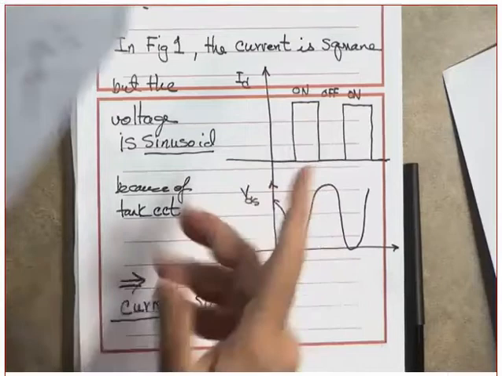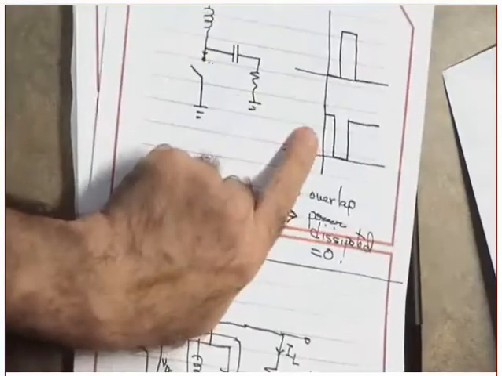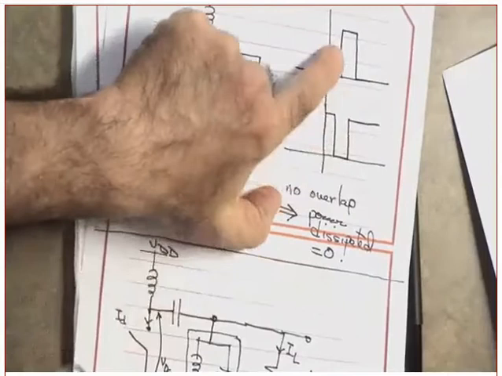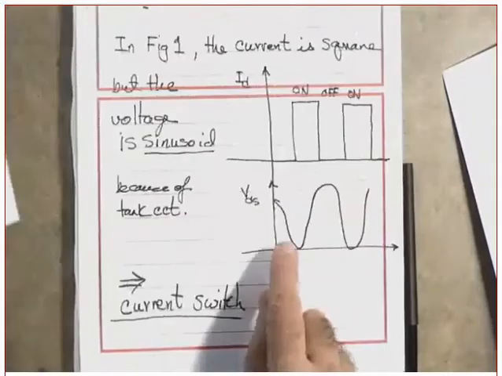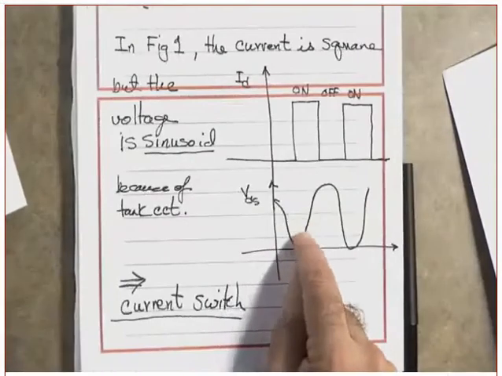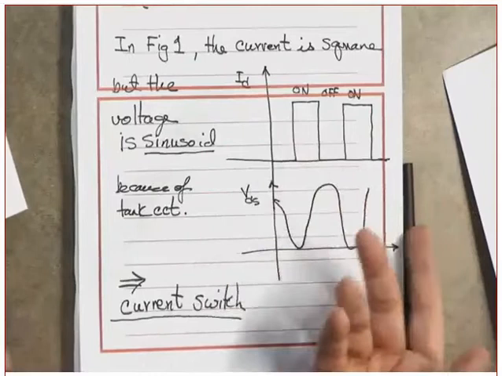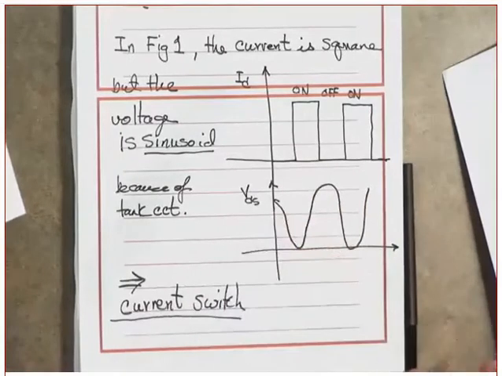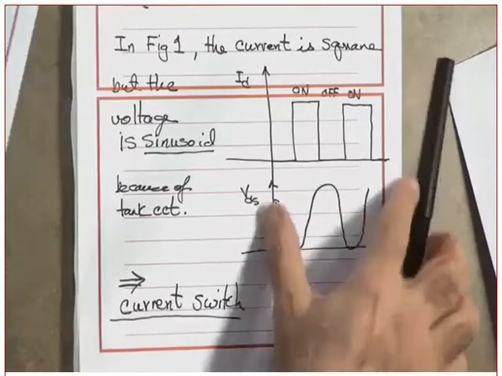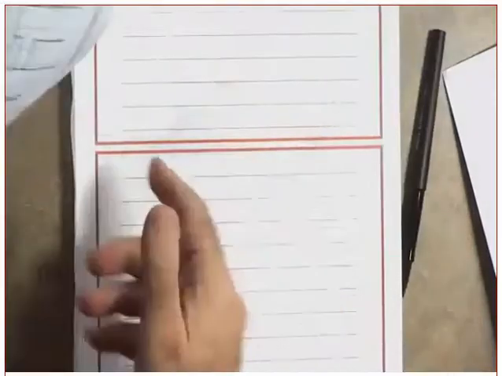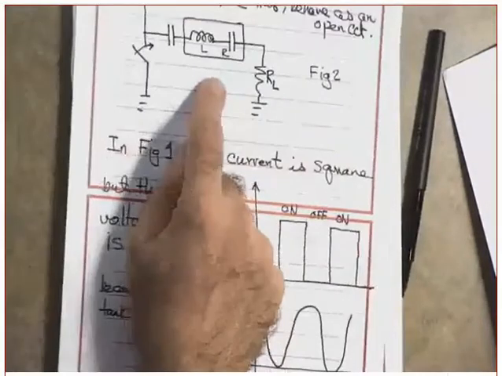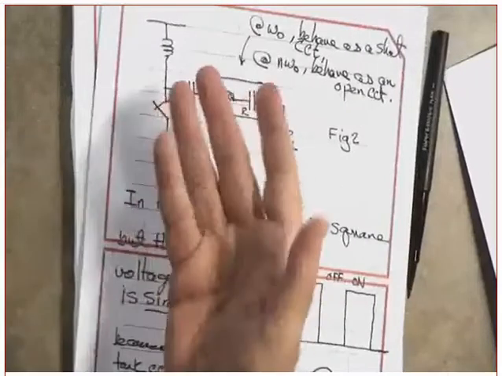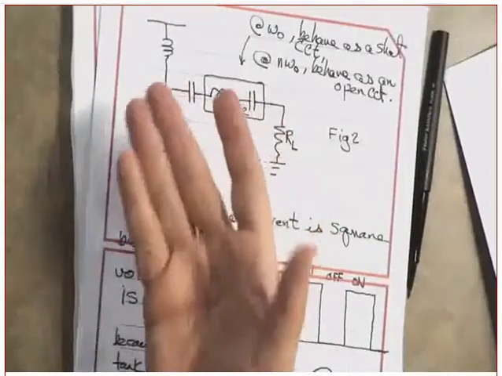Okay. But does this one resemble this one? You see this one? This one is total overlap. In here, is there some region in which there is overlap? There is overlap because we are dealing with a sinusoid. Yes or no? How about this one? Which one is a sinusoid? Which one is a square?